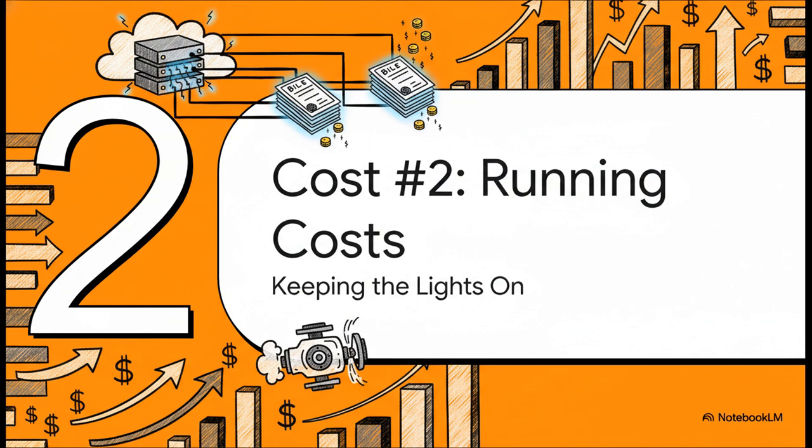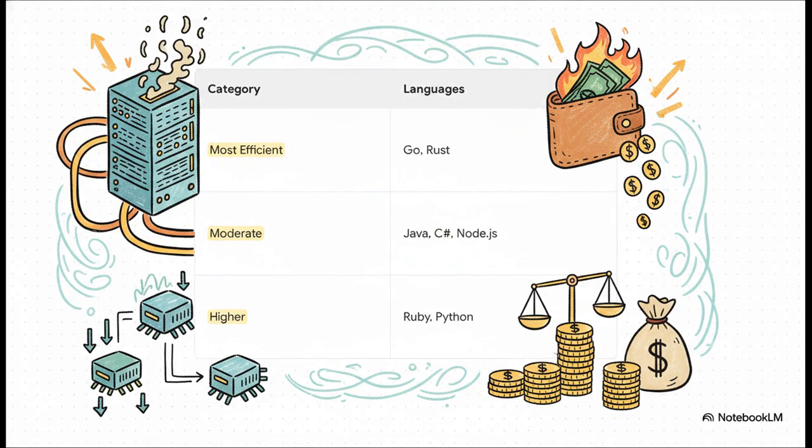So let's move on to our second cost. This one, it's a bit sneakier. You don't see it right away, but it adds up month after month after month. I'm talking about operational cost. This is what you pay to actually run your software out in the wild. Your cloud bills, your server costs. It's the price of just keeping the engine running. And this is where a huge trade-off becomes really clear.